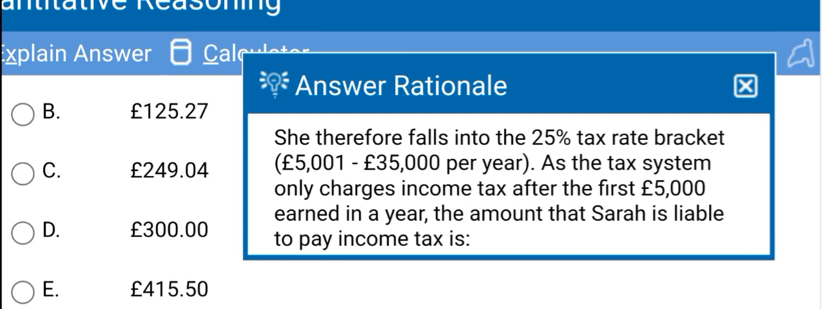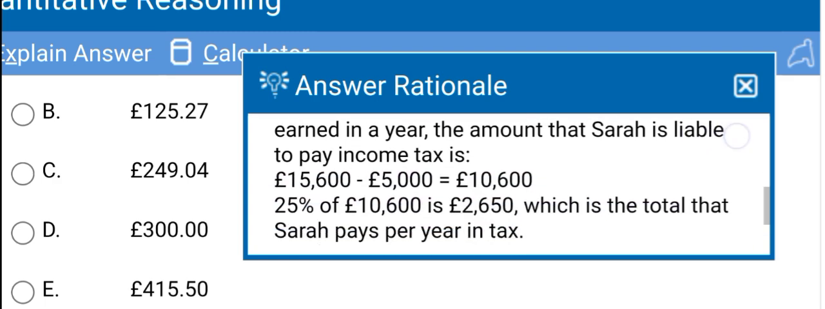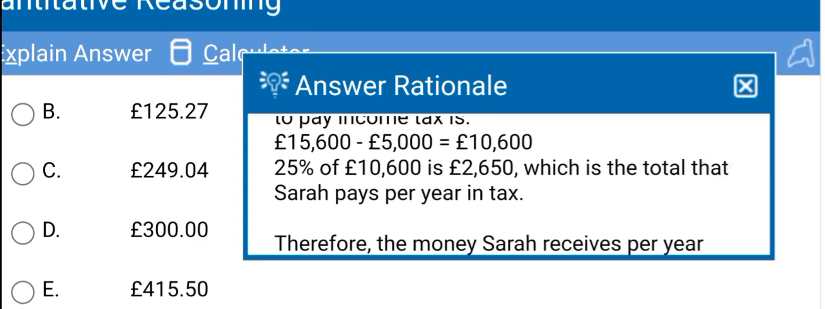As the tax system only charges income tax after the first 5,000 pounds earned in a year, the amount that Sarah is liable to pay income tax on is 15,600 pounds minus 5,000 pounds, which equals 10,600 pounds. 25% of 10,600 pounds is 2,650 pounds, which is the total that Sarah pays per year in tax.